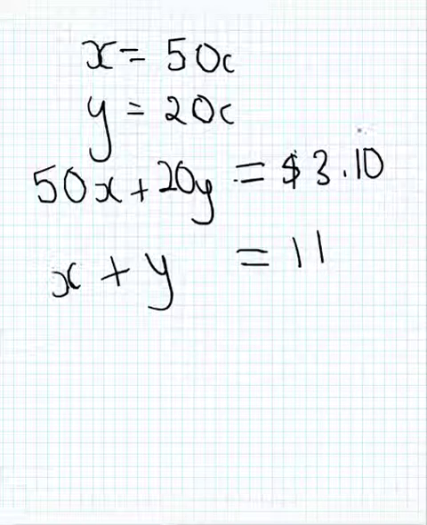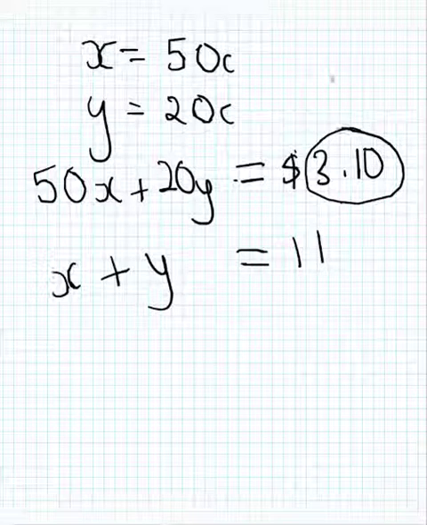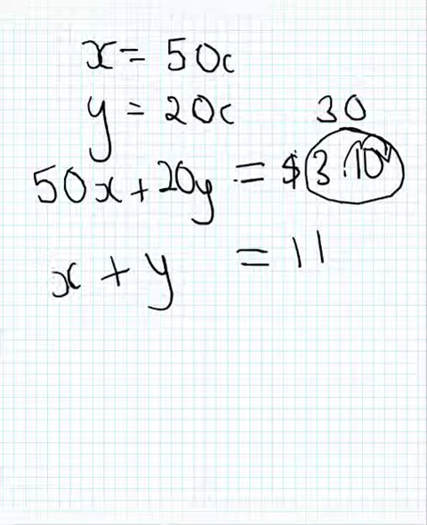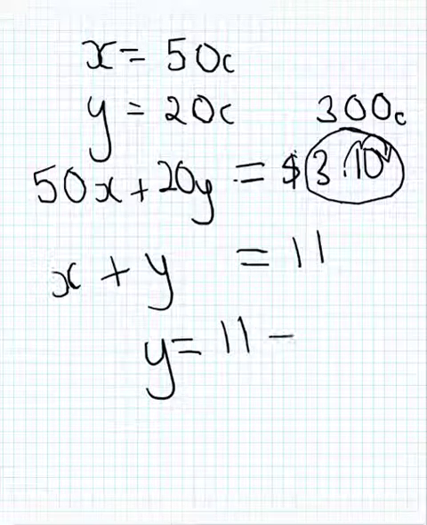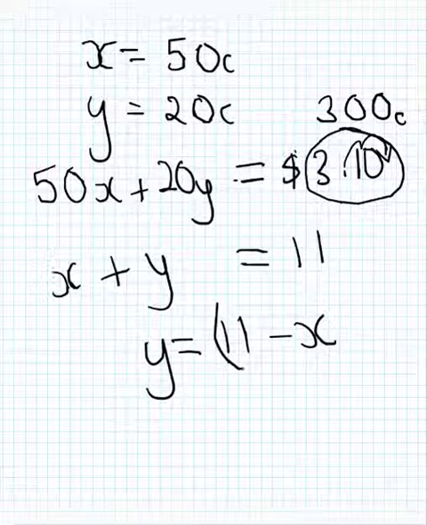Now the next tip is, see how we got $3.10? Change this to cents by timesing it by 100, and then change it back to dollars later. So this will be 310 cents, just to make it easier for us to work with. And now you can solve this using substitution or elimination. It's up to you. If you want to use substitution, I'd take this equation here and make y equal everything. So y equals 11 minus x. And you can sub this into this equation here and replace y, or you can use elimination.